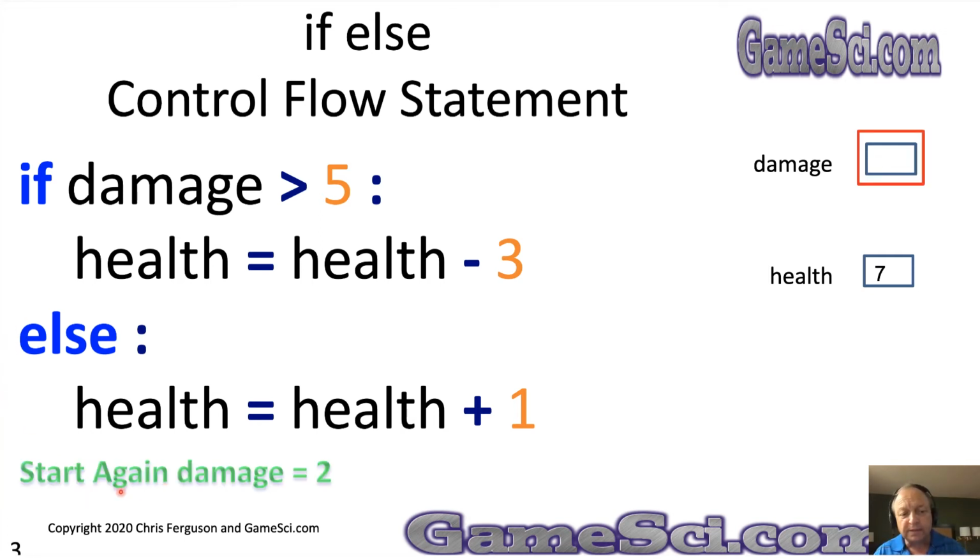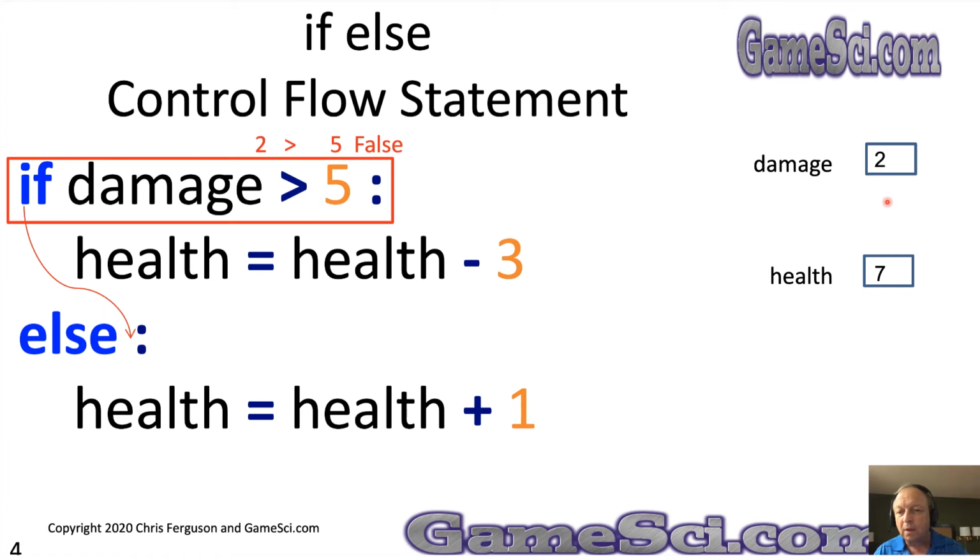Let's run this example again, but this time set damage equal to 2. So we're going to be changing this variable to a 2. With a 2 in the damage variable, our condition is now 2 greater than 5, which is a false statement. As a false statement, this is where the if-else statement is very different than the if. The else provides an alternative. When the condition is false, I will skip past the if block and execute the code in the else block.